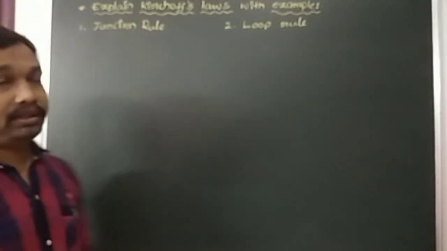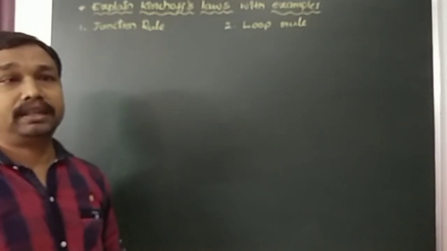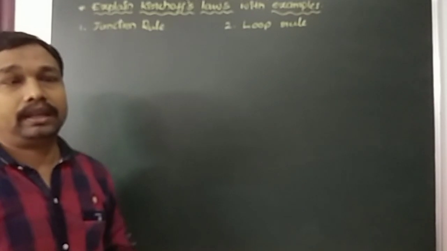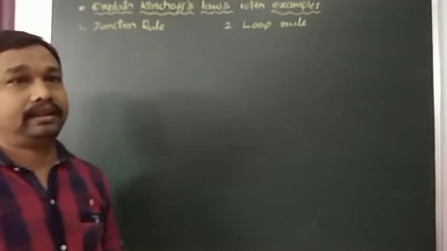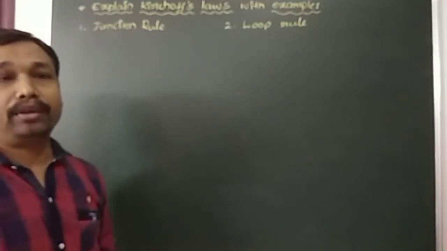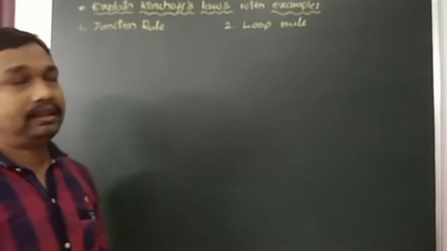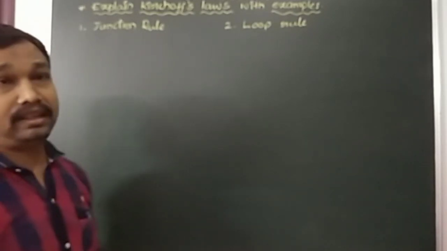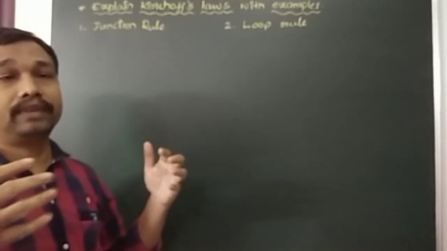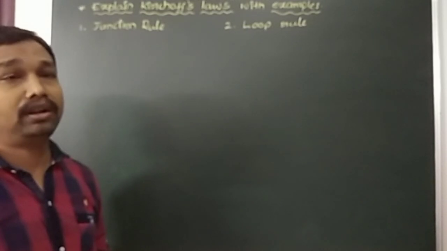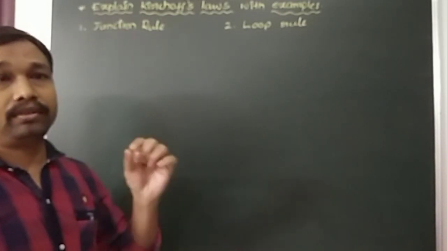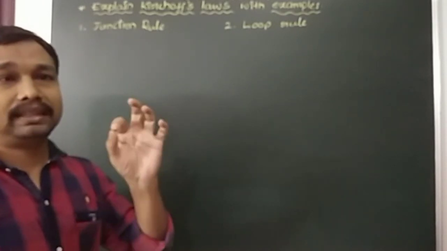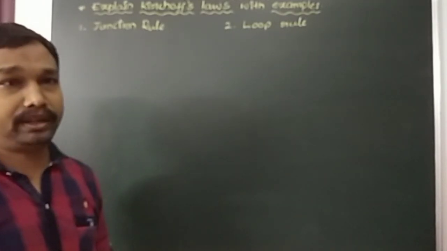Okay, what is meant by junction? Junction is nothing but the combination of all roads at one point, like a circle. That point we are calling as junction. But in electric current, junction is nothing but all the flow of currents are combined at one common point. Nothing but all wires are combined at one common point.